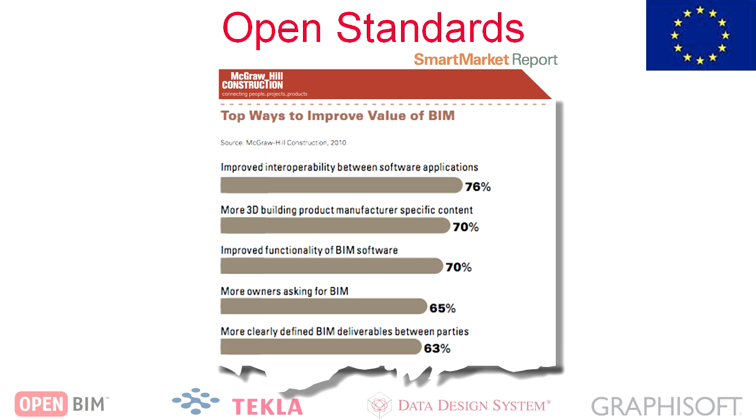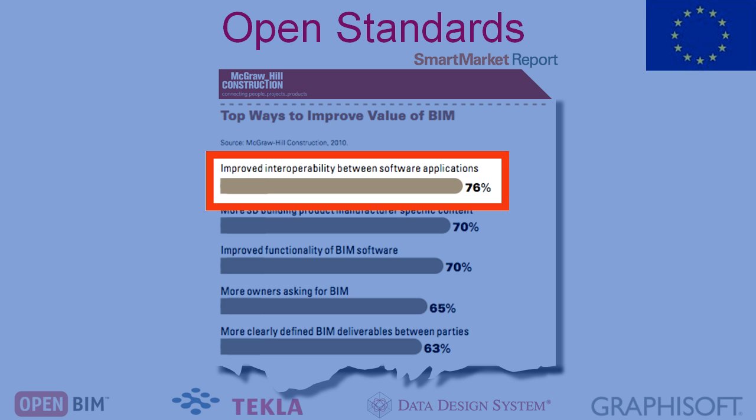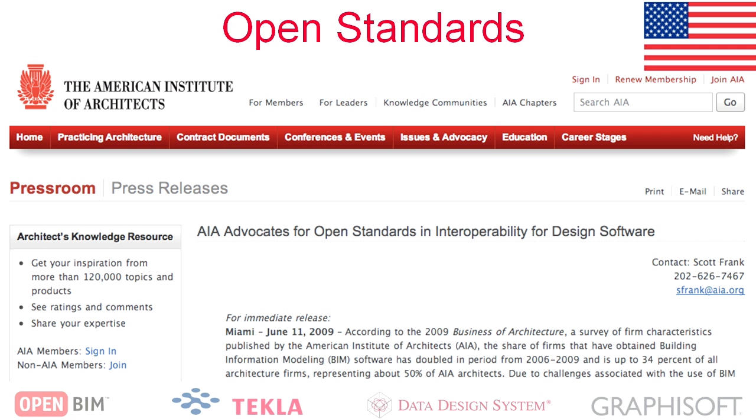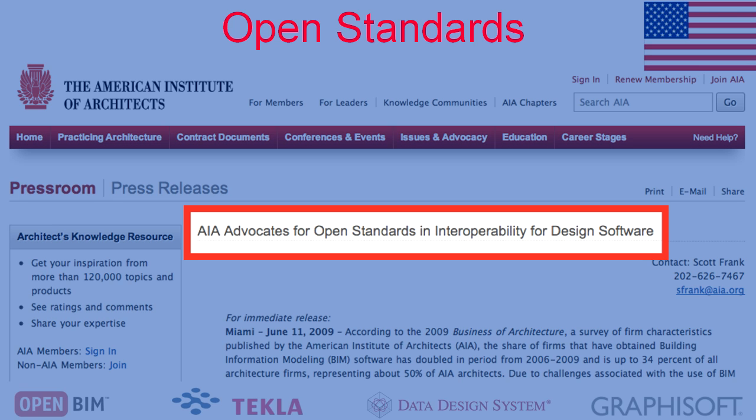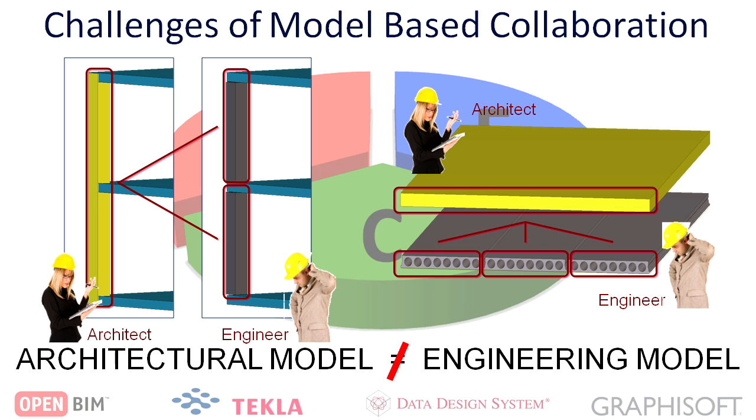As more and more AEC professionals implement BIM in their practice, there's a growing need for a reassuring solution to the previous issue. In 2010, McGraw-Hill Construction conducted research across Europe about BIM implementation. The number one request for improving BIM was to improve interoperability between the different software applications. The American Institute of Architects, or AIA, similarly declared support for open standards in 2009. Now let's see how these conceptual issues are being addressed through open BIM workflows.